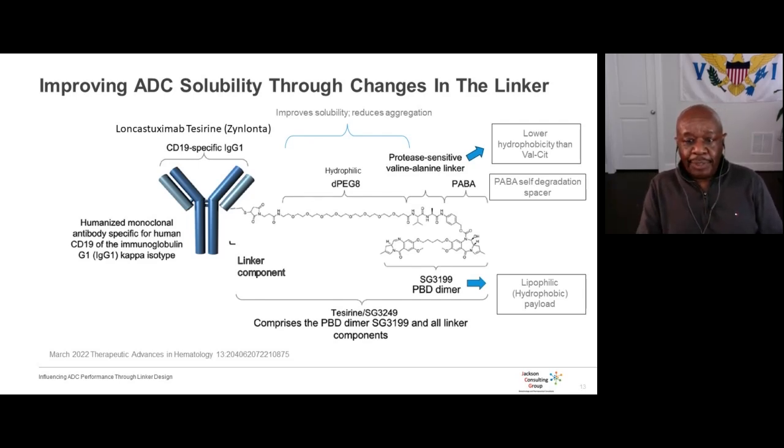There's also the PAB spacer as well. As I mentioned before, this type of payload, the PBDs, are known to be very hydrophobic payloads. With that being said, we know that you can also get bystander activity with this type of payload that we could not get with the MMAF payload.